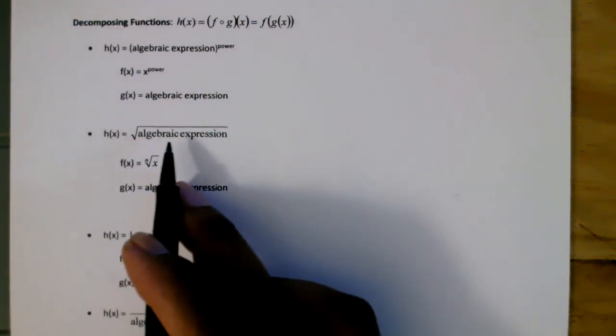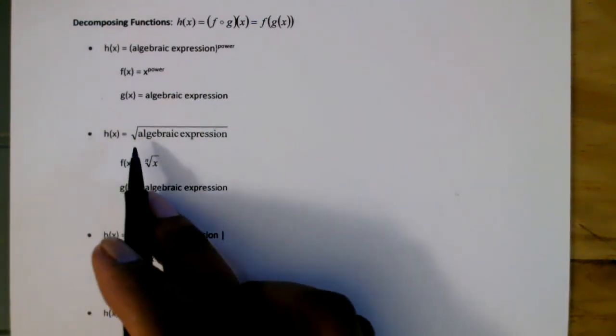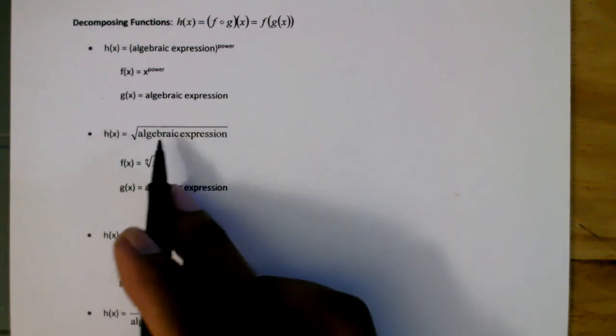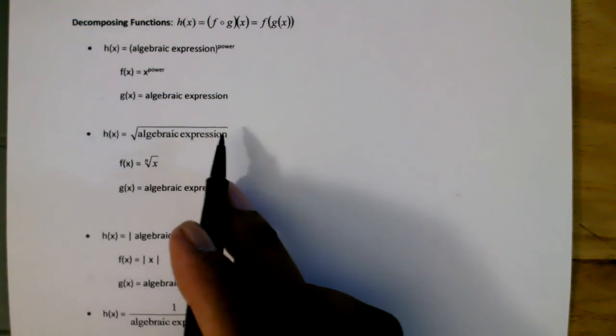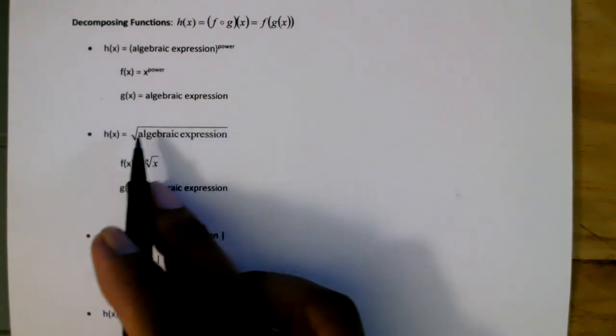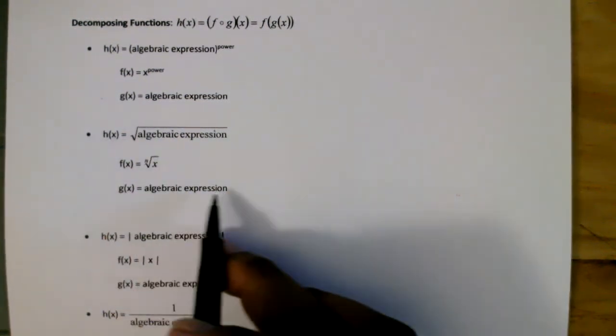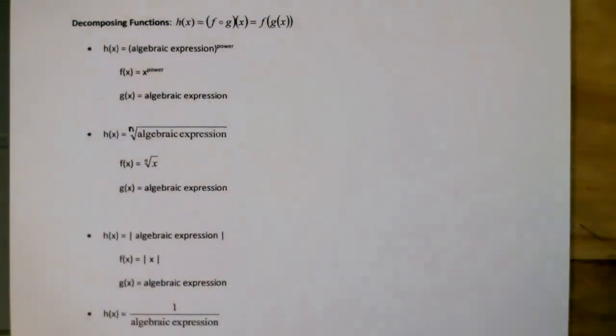And then next, another possibility would be this: h of x is equal to the square root of that algebraic expression. Well, what's underneath the radical would be your algebraic expression. And I shouldn't say square root. This should be the nth root, because it could be the cube root or the fourth root or the fifth root or whatever.